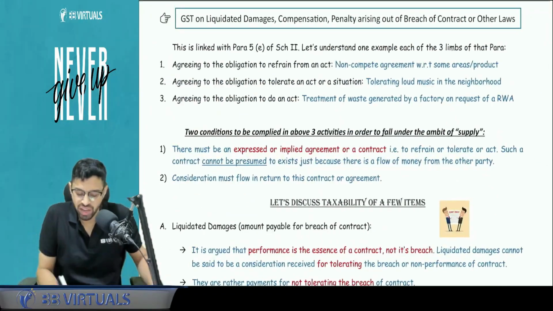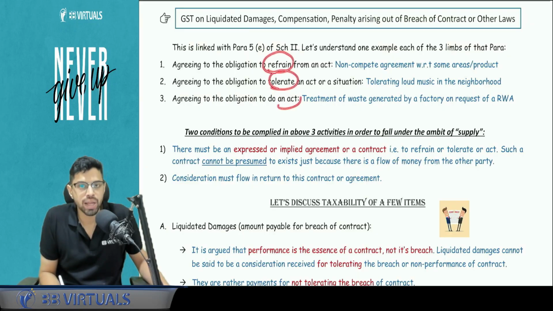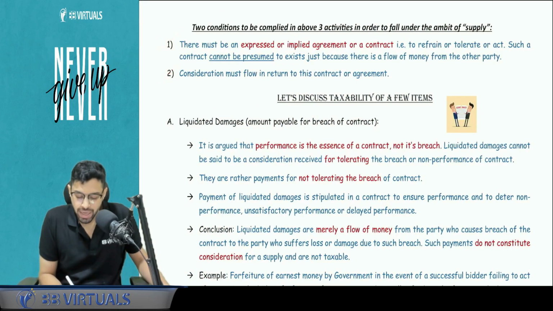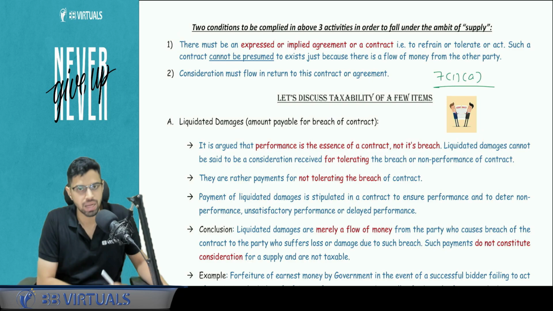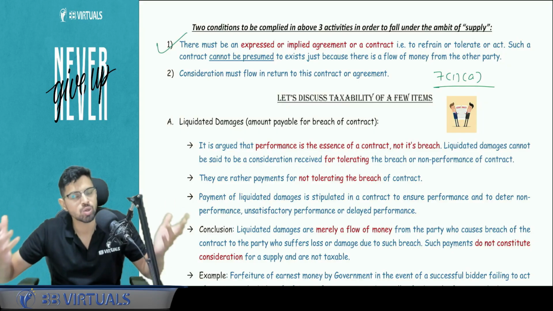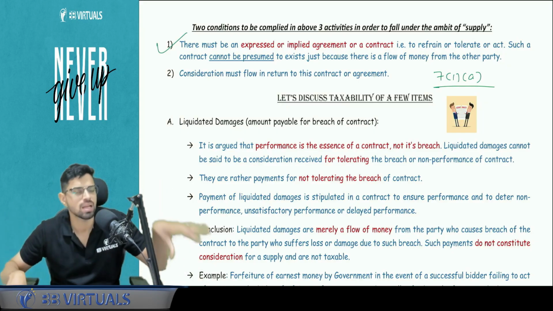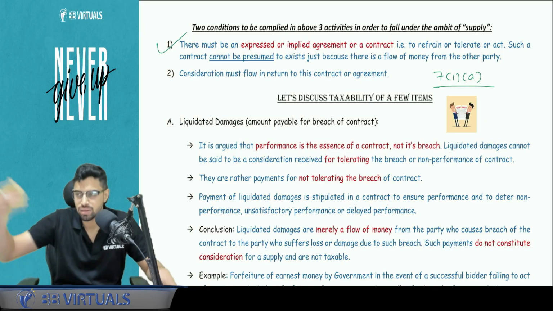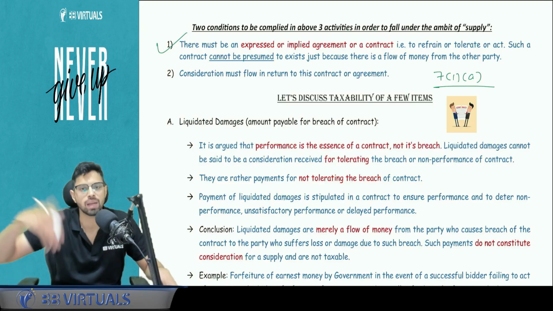The paragraph number 5E that I talked about above, agreeing to the obligation to refrain from, tolerate, or do an act. The examples I have already covered. Conditions I have already covered. The second condition of consideration was not required to be stated. Why? Because it already exists in section 7, subsection 1, clause A. But yes, this condition I told you, there needs to be an agreement. Just because someone is paying me, it cannot be assumed that we have an agreement. There should be an express or implied, oral or written agreement or contract that I am agreeing to do something and the other person is paying me.